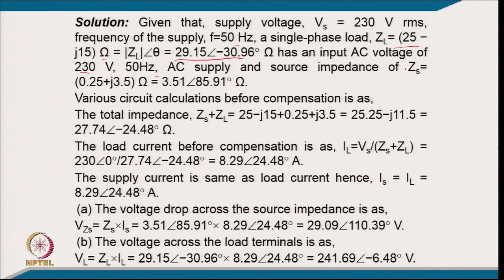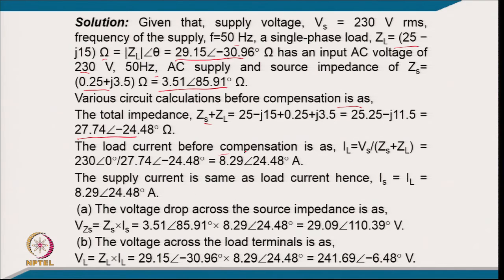AC supply and source impedance is equal to 0.25 + j3.5 ohm, that comes to 3.51 ohm at the angle of 85.91 degree, and various circuit calculations before the compensation. So, total impedance ZS plus ZL is equal to 27.74 ohm at the angle of minus 24.88 degree.